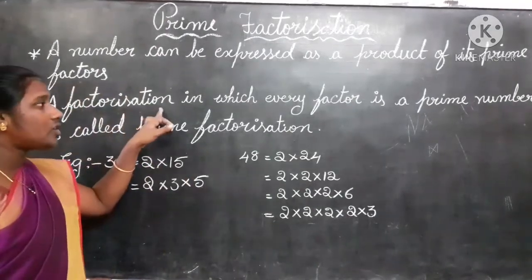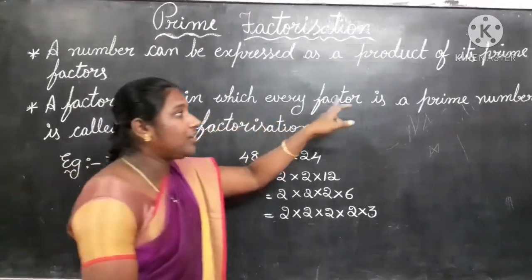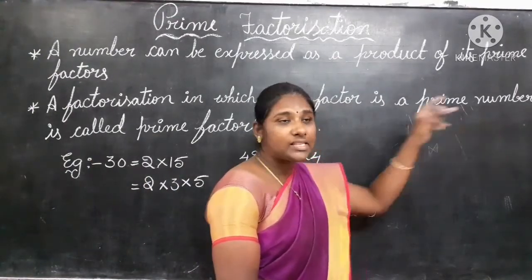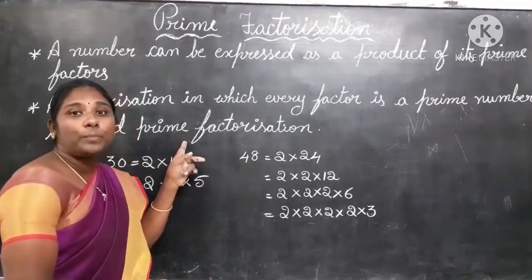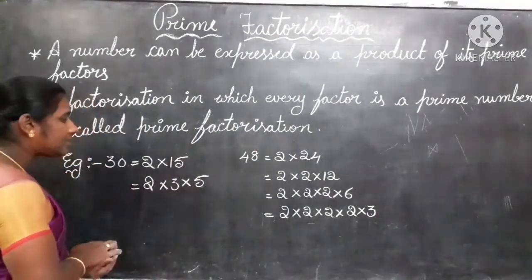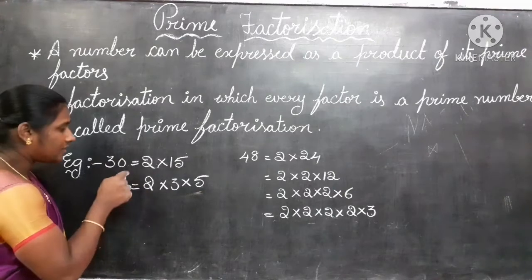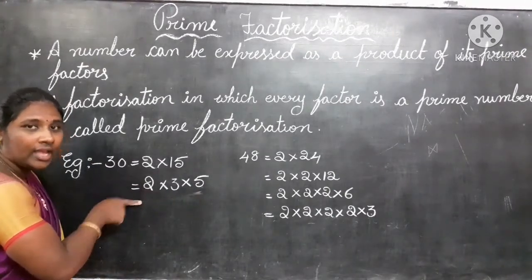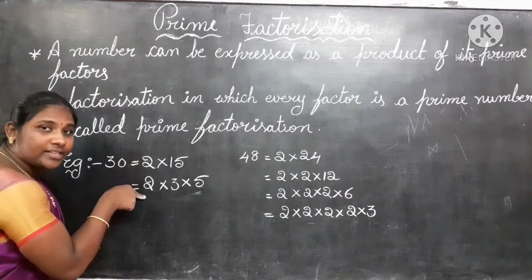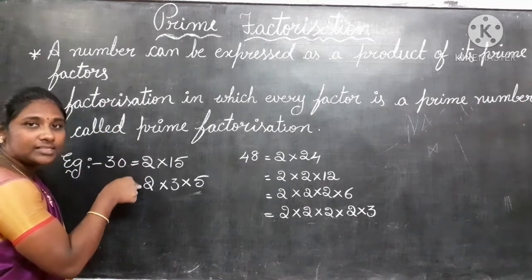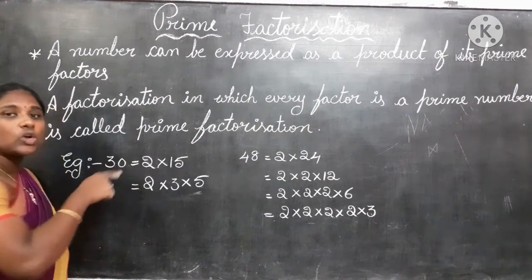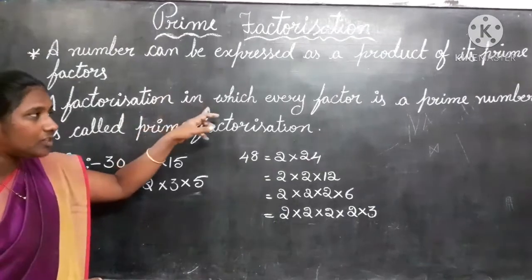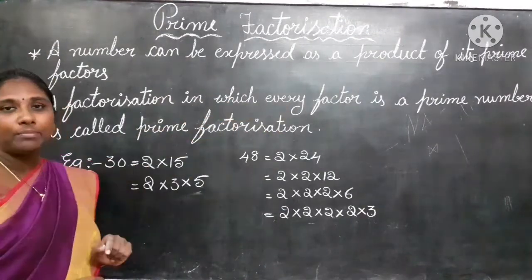A factorization in which every factor is a prime number is called prime factorization. We express a number as a product of its prime factors.